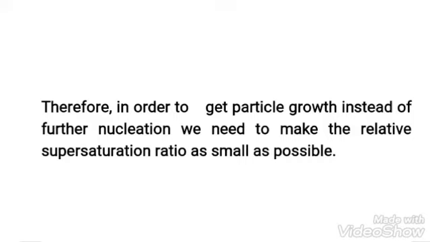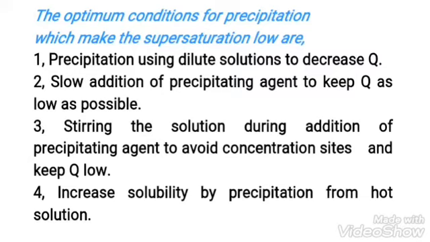Therefore, in order to get particle growth instead of further nucleation, we need to make the relative supersaturation ratio as small as possible. The optimum conditions for precipitation, which make the supersaturation low, are 1. Precipitation using dilute solutions to decrease Q. 2. Slow addition of precipitating agent to keep Q as low as possible. 3. Stirring the solution during addition of precipitating agent to avoid concentration sites and keep Q low.